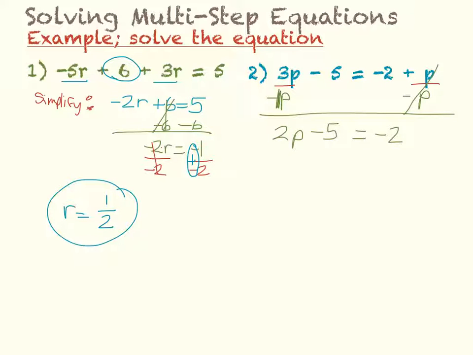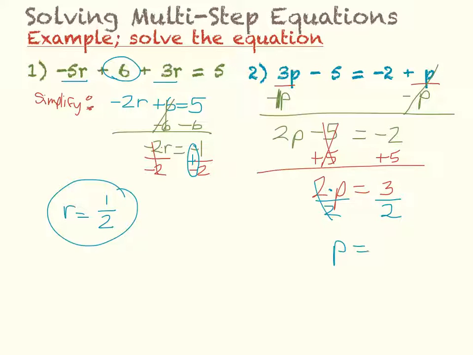3p minus 1p, 3 minus 1 is 2p. So now I have a two-step equation: 2p minus 5 equals negative 2. So minus 5, I need to add 5 to both sides. So I get 2p equals negative 2 plus 5, which is a positive 3. And then the last step here is 2 times p, divide by 2 both sides. So my final answer is p equals 3 over 2. If I can simplify that, I will, but that is actually simplified. So your final answer is 3 over 2.